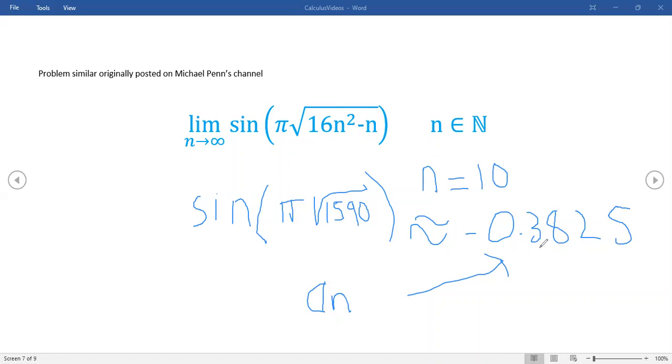So let's keep that. What I had was minus 0.38. That makes a little bit of difference here. There's a 3 right there, y'all. Sorry about that. It's 0.38325. Okay, so let's take a look at the next screen.